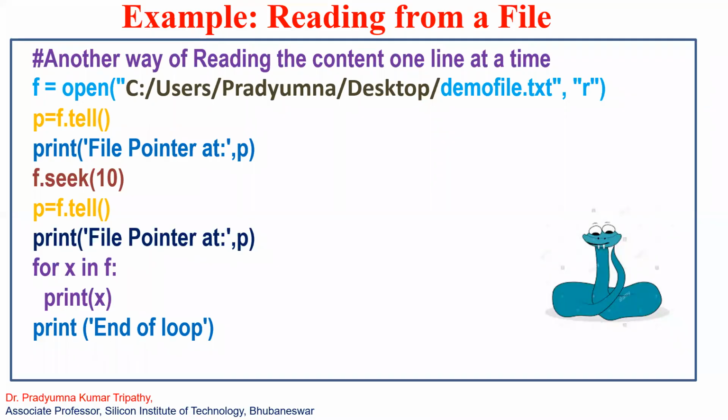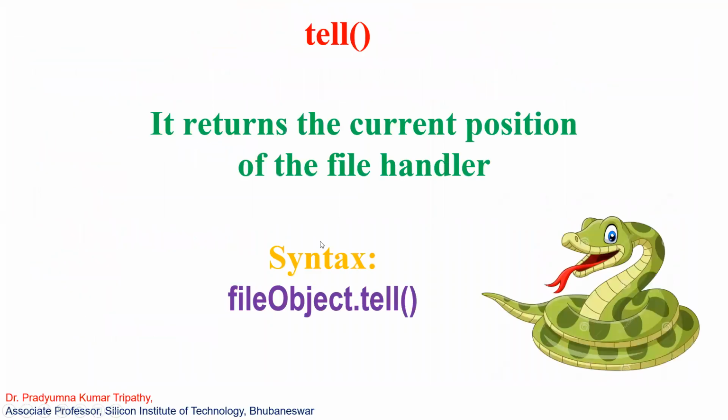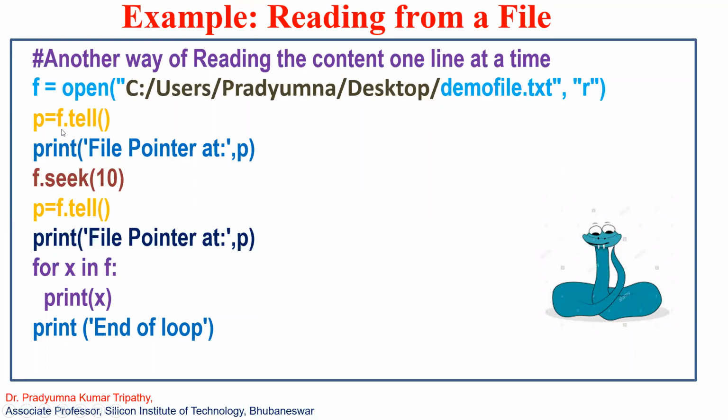Look into this program. It's another way of reading the content one line at a time. We are reading the content of the file one line at a time. Suppose demo file.txt is present over here, and you can see we are using file object dot tell. This returns the current position of the file handler.